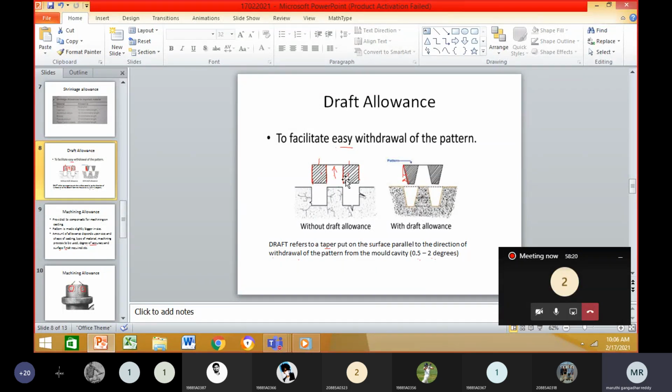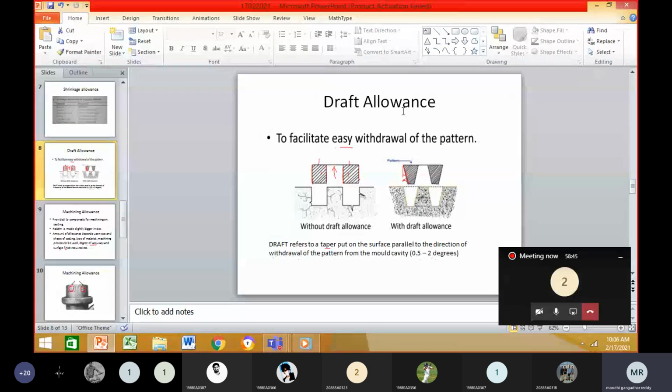If I do not provide the draft allowance and I withdraw the pattern, what will happen to the mold cavity? There are chances that cracks are formed on the mold cavity. If I provide a tapered portion on the pattern and then lift the pattern, I am avoiding that damage. That means I am protecting the mold cavity. So that is the concept of draft allowance.